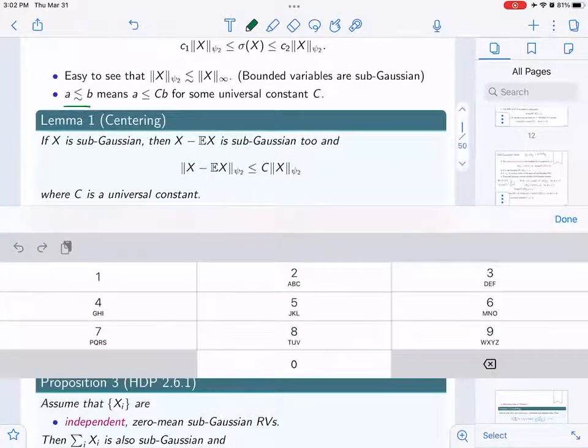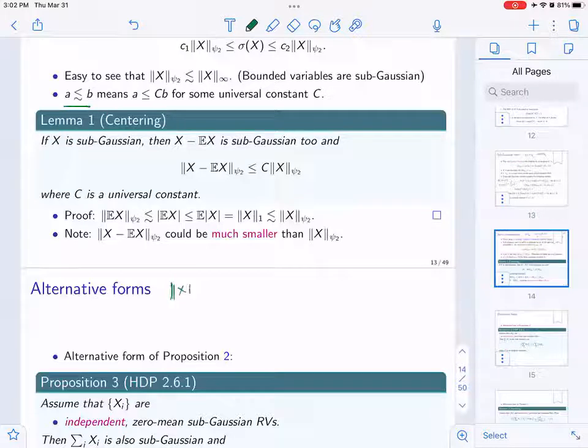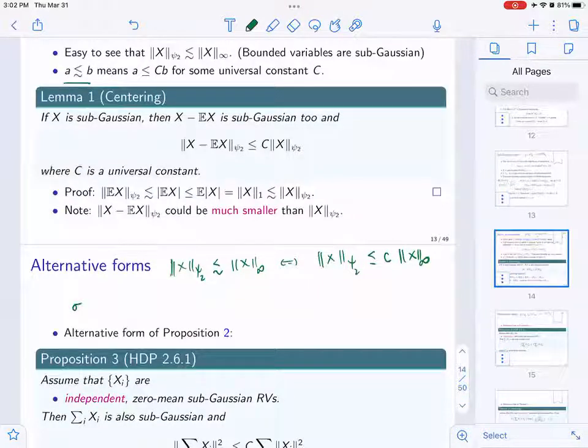So if I want to unpack this, the psi2 norm of X is less than or equal to some numerical constant times the infinity norm of X, right? And this we have proven, because we have shown that sigma, the subgaussian parameter of a bounded variable, is bounded by (b minus a) over 2, if X is in [a, b].